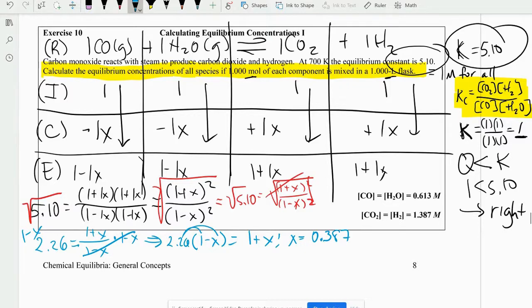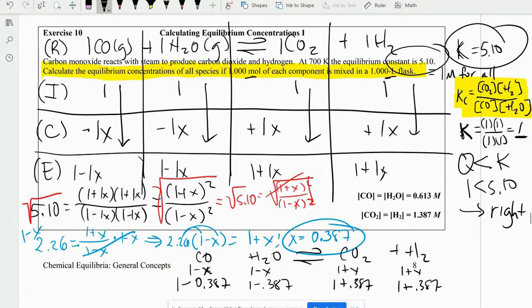You just solved for x. Now you can go in and plug that x value into the values of the E column in your RICE table. So look at you guys, you literally have solved for x, and you know the equilibrium concentrations for each species. All right, so that basically answers question 10.